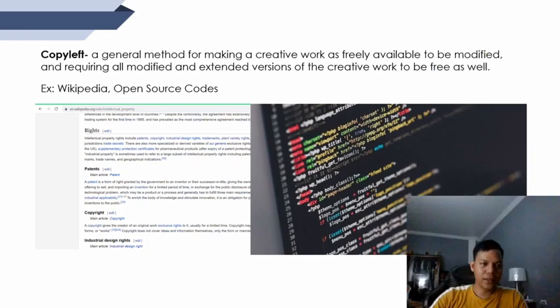And also we have this, we call it the copyleft, because we have this copyright, we also have this copyleft. It is a general method for making a creative work as freely available to be modified and requiring all modified and extended versions of the created work to be free as well. For example, here is the Wikipedia open source codes. So they provide these creative works and it is freely available to be modified, not like in the copyright.